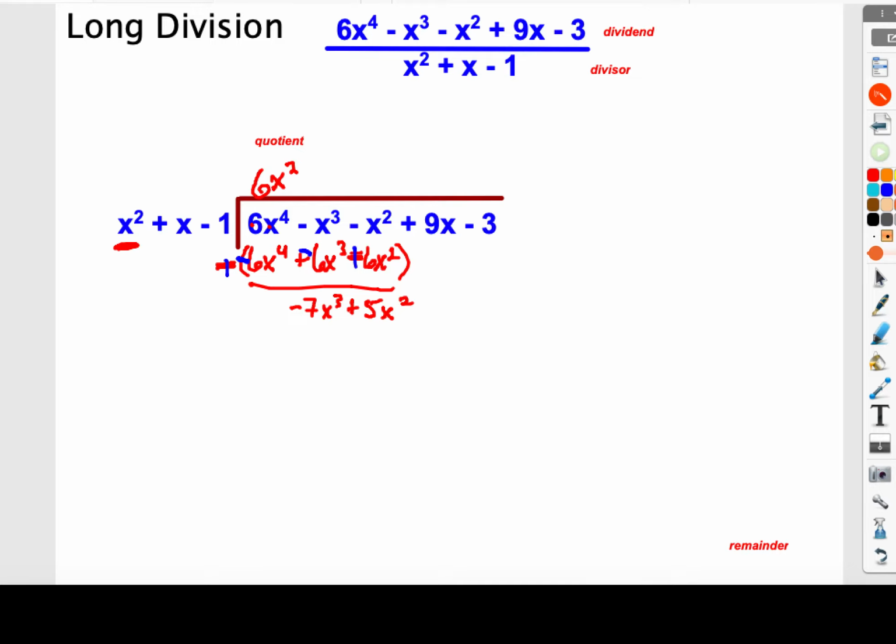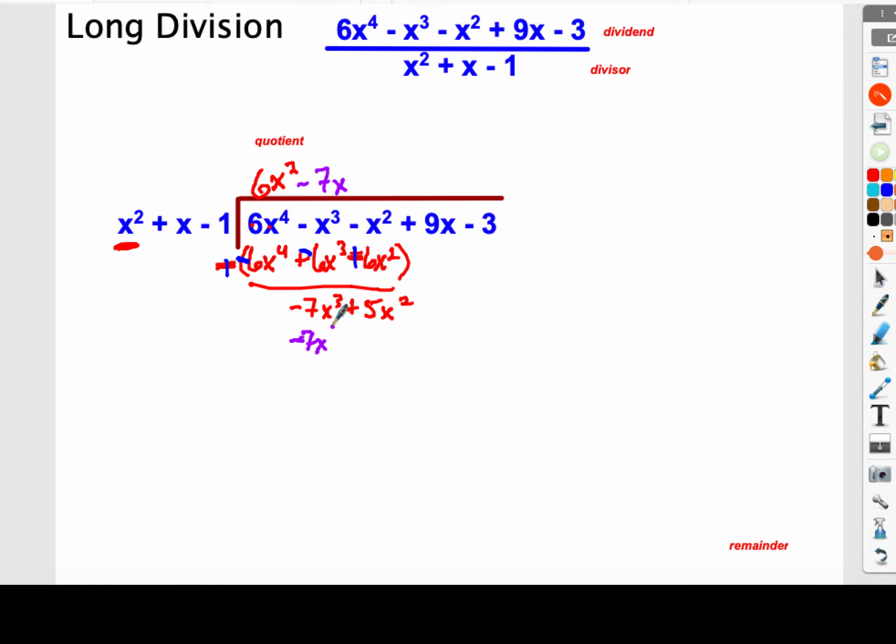I'm going to move on to my next term now. And I'm going to say, okay, well now I've got an x to the third. What would I multiply by x squared over here to make negative 7x cubed? Well, I'm going to need that negative 7. I'm also going to need another x. So negative 7x times x squared would be a negative 7x cubed.